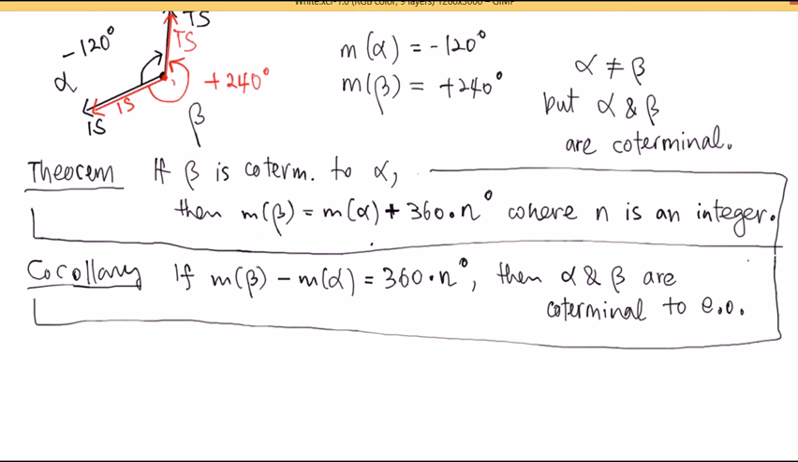All right. So suppose you have two angles whose measures are negative 120 and 240, and you want to know if they are coterminal to each other. Then negative 120 minus, what is the other one? 240, right? 240 degrees, then what is it? Negative 360 degrees, right? I forgot to write here, where n is an integer.